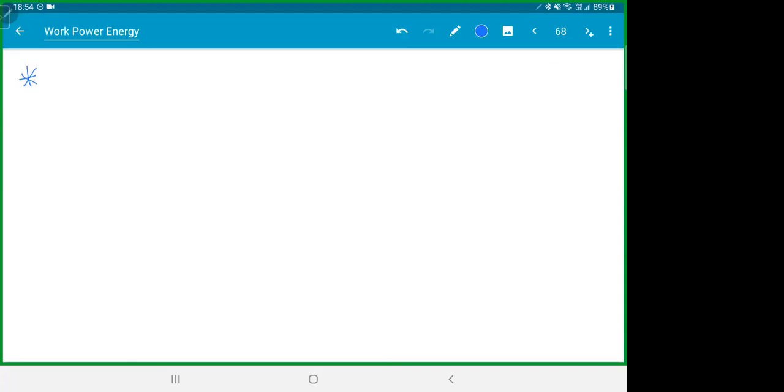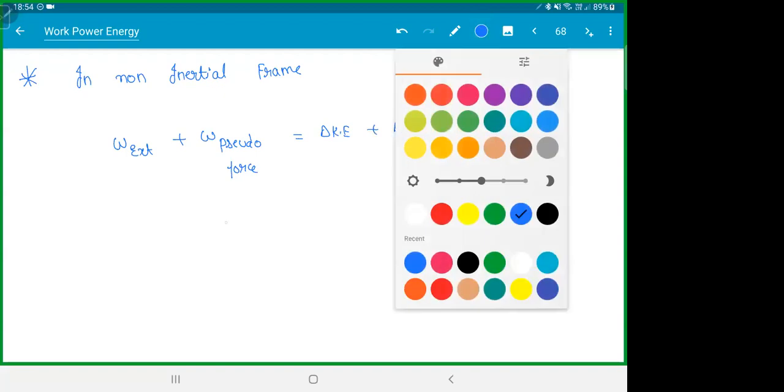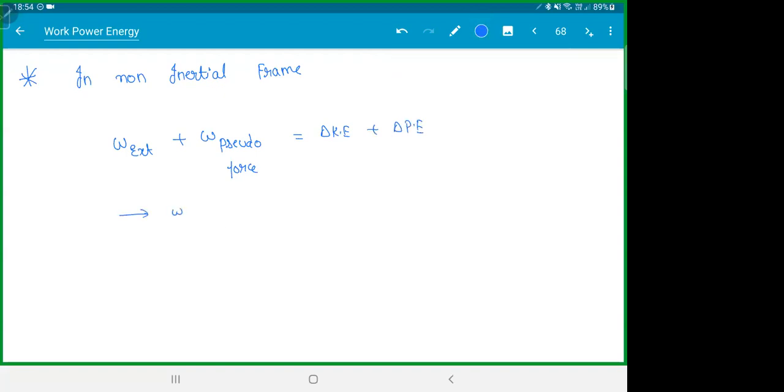So the modification of work energy theorem, right? In non-inertial frames, work done by external forces plus work done by pseudo forces will be change in kinetic energy plus change in potential energy. The pseudo force also has to be included. So if you include these two, you are fine. So we have to include work done by pseudo force. Then answers come right.